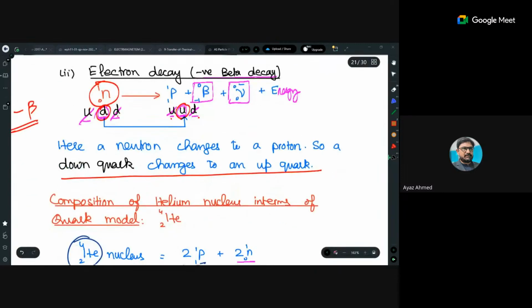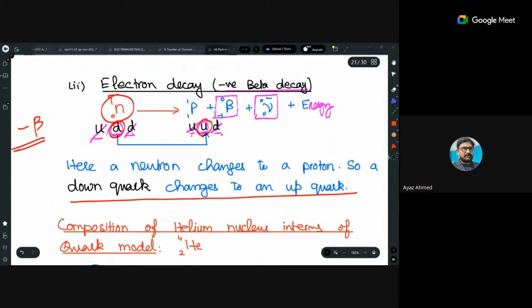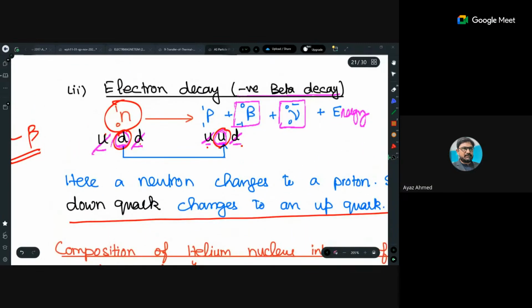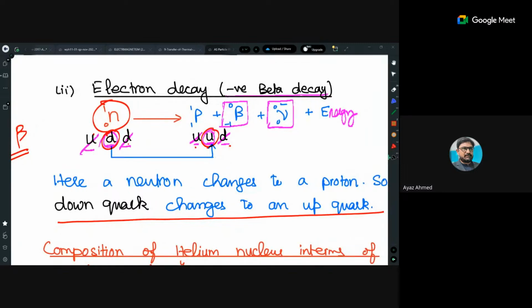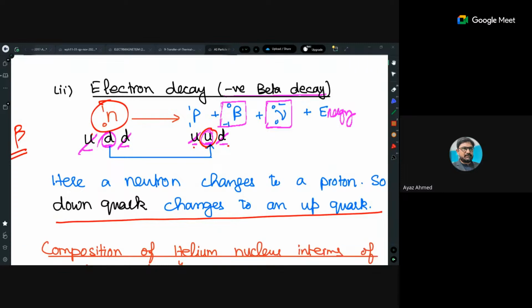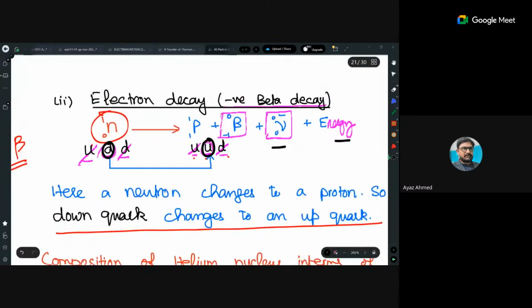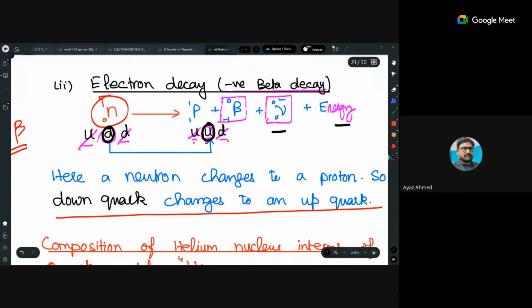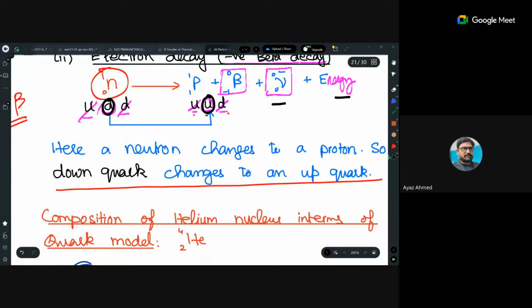Then the negative beta decay, or electron decay. What happens in that one? A neutron is converted into a proton. The neutron's quark composition is up, down, down, and the proton's is up, up, down. So one down quark is converted into one up quark, with an antineutrino and energy. I believe that when you practice, it will be very clear to you. Here the neutron changes to a proton, so a down quark changes to an up quark.